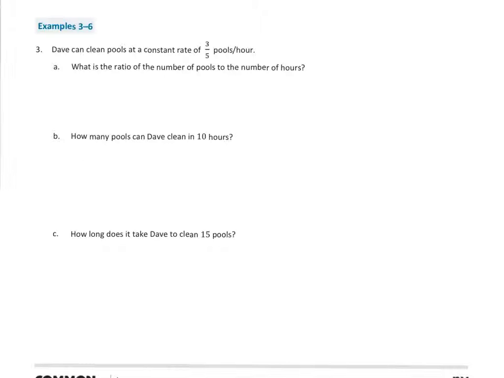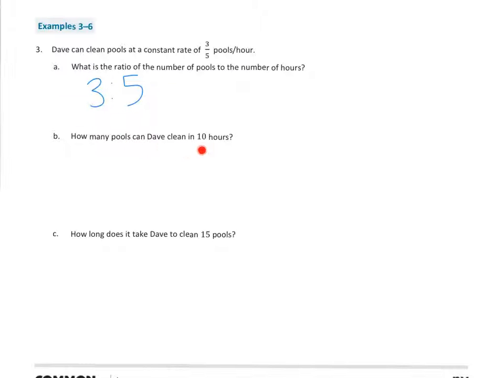So let's use this to solve some problems. Dave can clean pools at a constant rate of 3/5 of a pool per hour. So it takes him more than an hour to clean one pool, because in 1 hour he's only cleaning 3/5 of a pool, which is less than 1. So what's the ratio of the number of pools to the number of hours? Easy. I bet you guys are all whispering it to me right now. 3 to 5. If he were to clean pools for 5 hours, he would clean 3 pools.